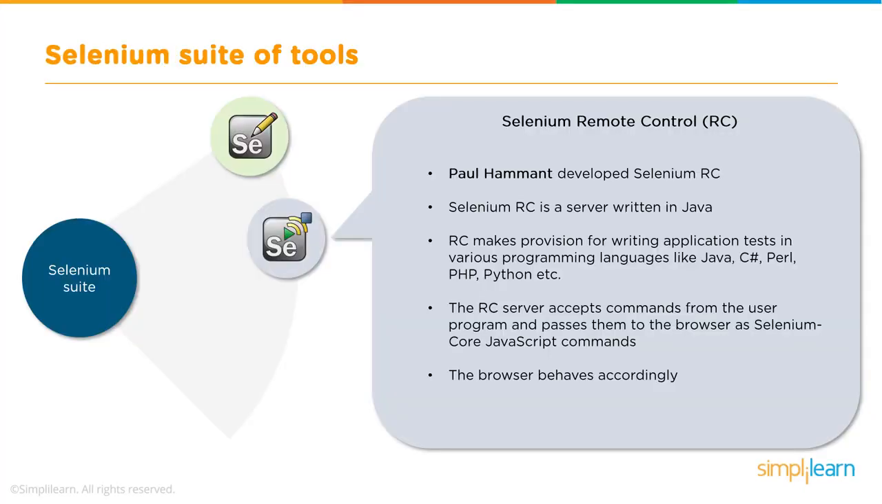Selenium RC. This is Selenium Remote Control. It was developed by Paul Hammond, who refactored the code and was also credited with Jason as a co-creator of Selenium. RC is used to write web application tests in different programming languages. The server itself is written in Java. It supports multiple programming languages like Java, C#, Perl, Python and PHP. It interacts with the browser with the help of the RC server, and it uses simple HTTP GET and POST requests for communication.